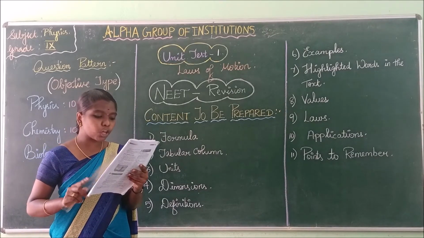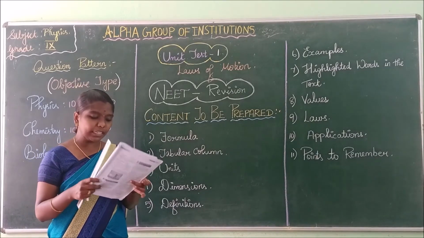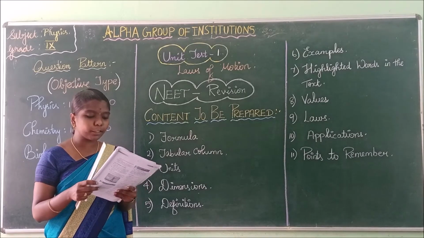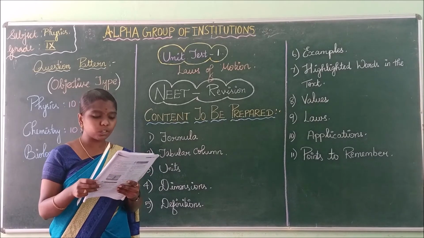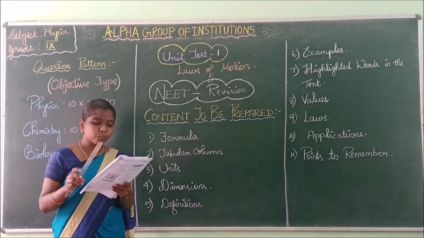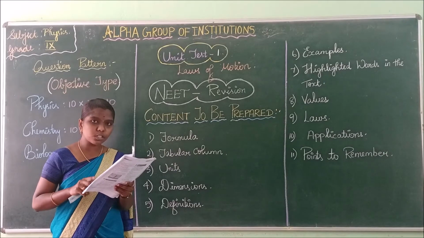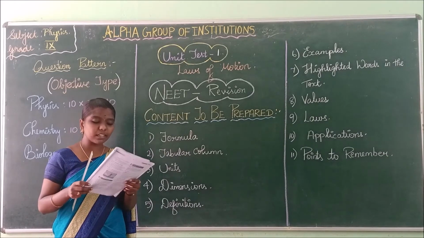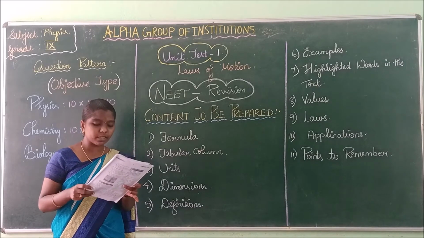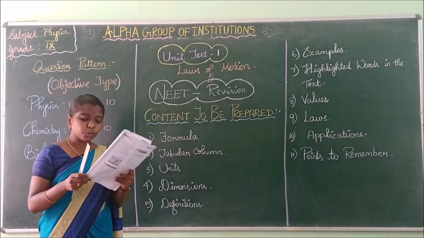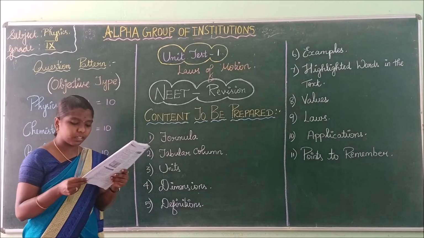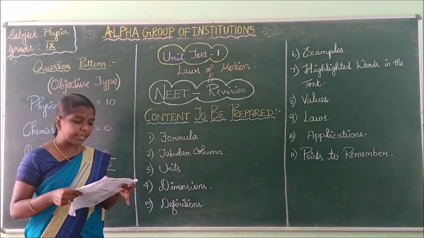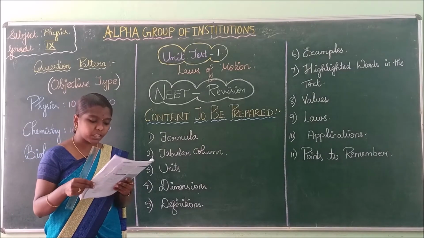Next, natural motion is force independent. Violent motion is force dependent. Underline those two highlighted words in black letters in paragraph 2 of your text. Next, you have to read all the types of inertia: inertia of rest, inertia of motion, inertia of direction. Read all the types of inertia.